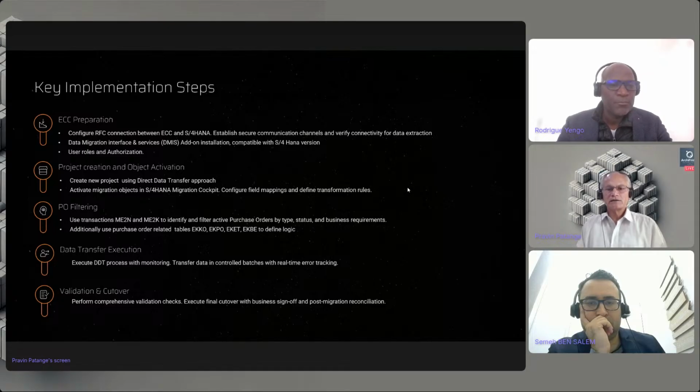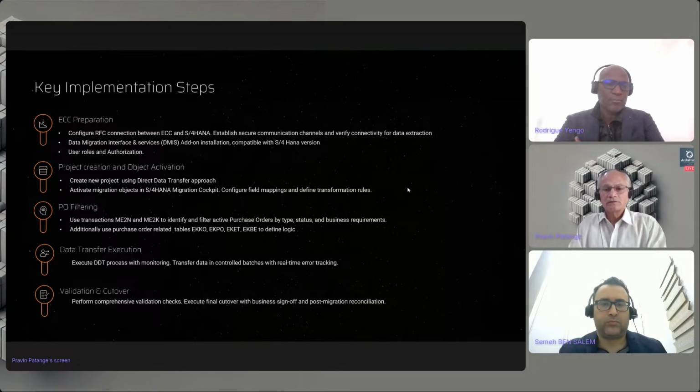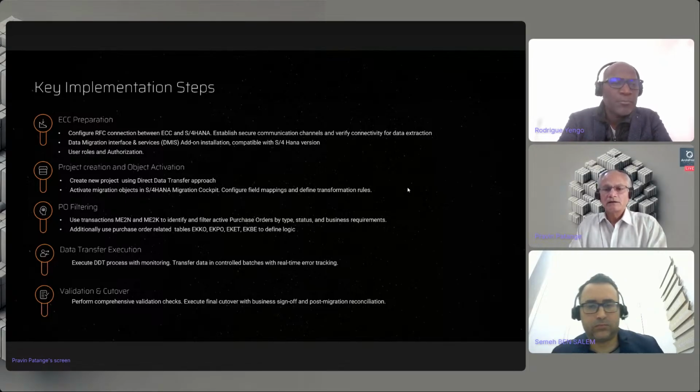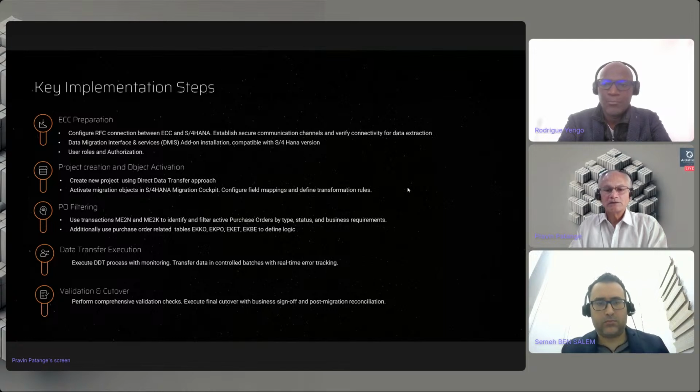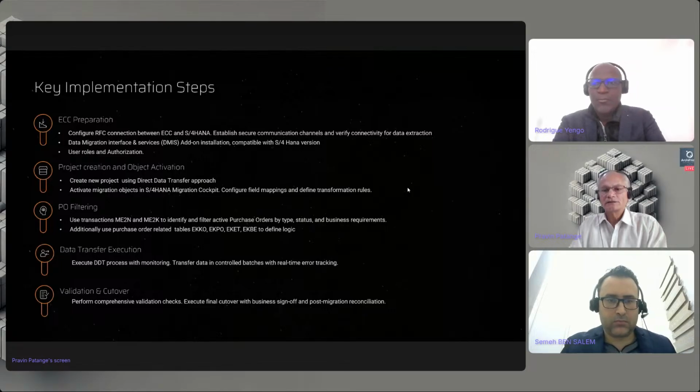Which are those open purchase orders? Here is the mechanism. We perform purchase order filtering using a transaction. In SAP we have some transactions called ME2N. ME2N refers to the purchasing document per document number. This is the description of the transaction.